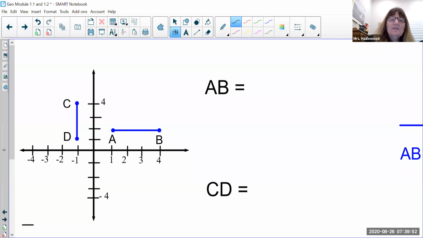Okay, so this is two segments on the coordinate grid. So I know my A value here. If I'm going to name my point, I know it is 1, 2. So that's what I know that point is. And then I know my B value here is 1, 4. So like I said, I can figure out what the length of that is.